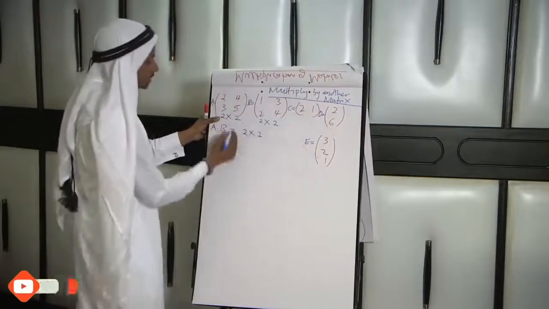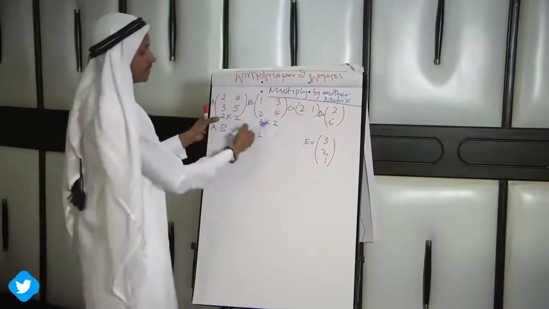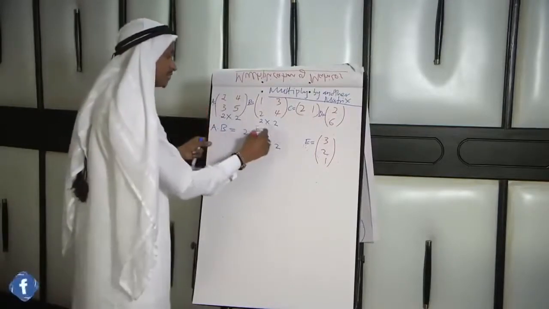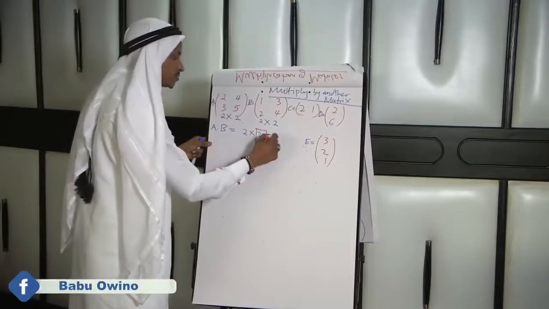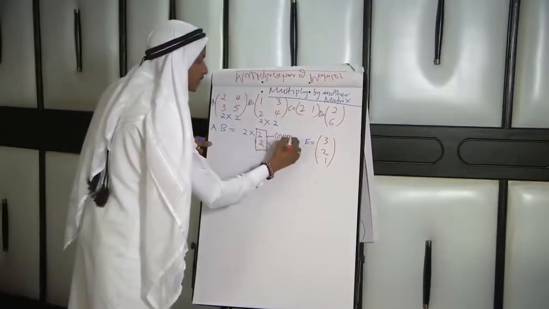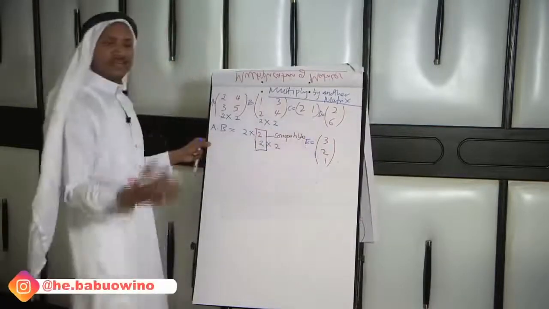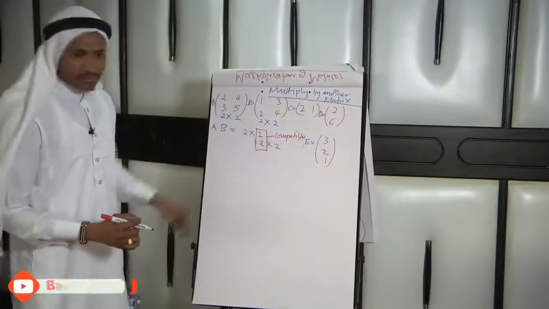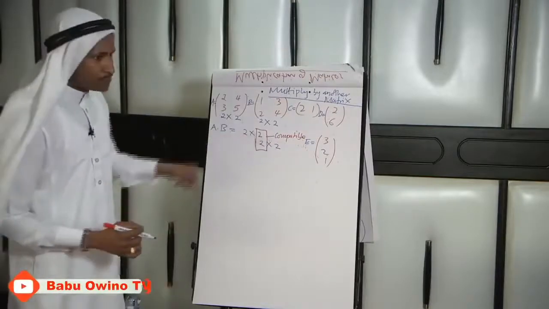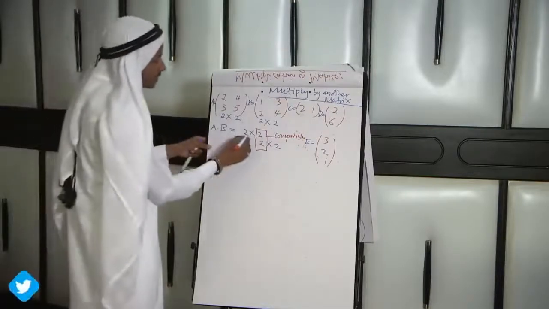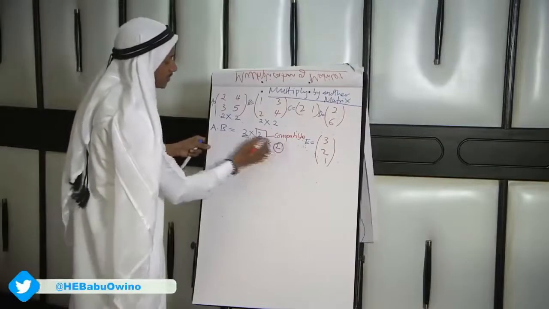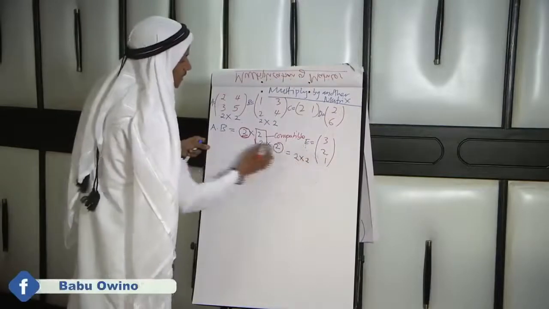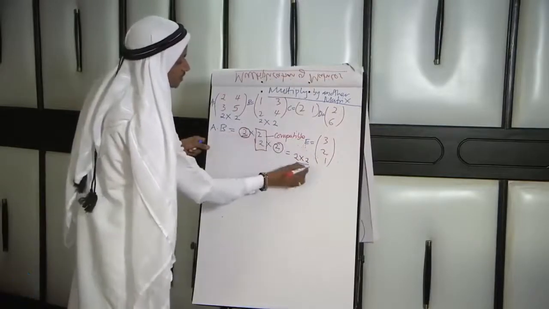You say A is a 2 by 2 matrix. Then B is also a 2 by 2 matrix. If these are the same, you say they are compatible. Compatible. They are not conflicting. You can easily multiply the two matrices. And if you multiply them, the resulting answer becomes what remains here and what remains here. The resulting answer becomes a 2 by 2 matrix.